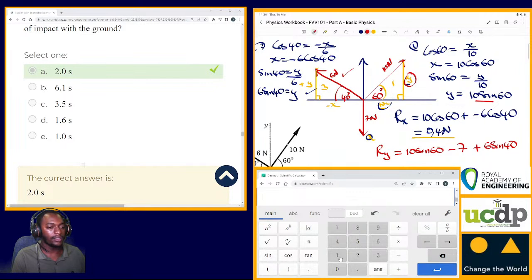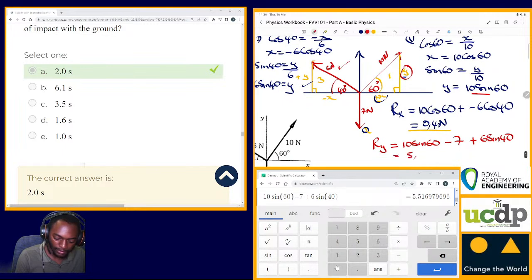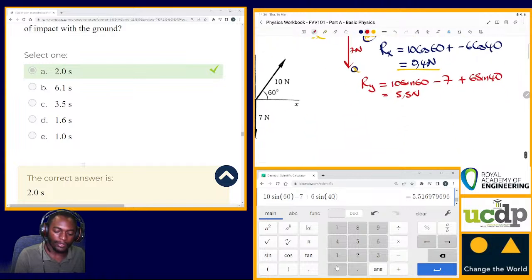10 sine 60 minus 7 plus 6 sine 40. We get 5.5 newtons. So this comes to 5.5 newtons. So now that we have got these resultants, we can now sketch.